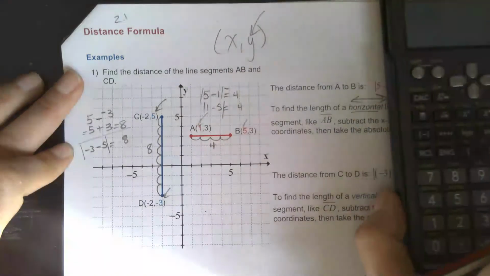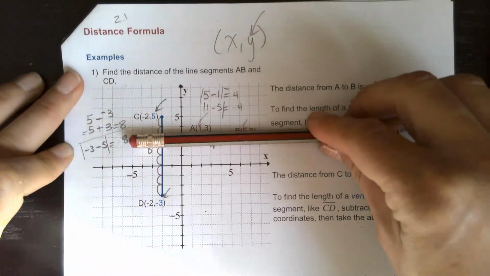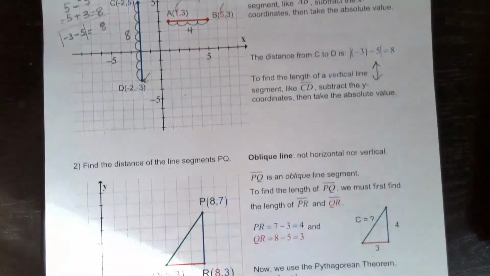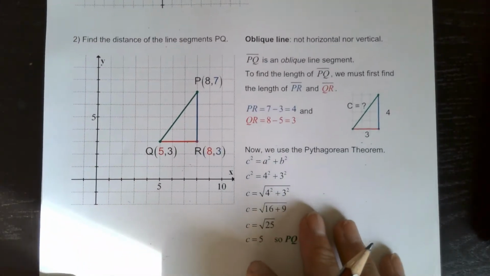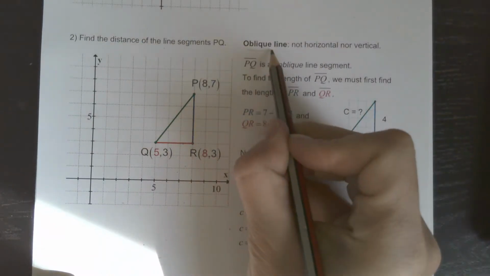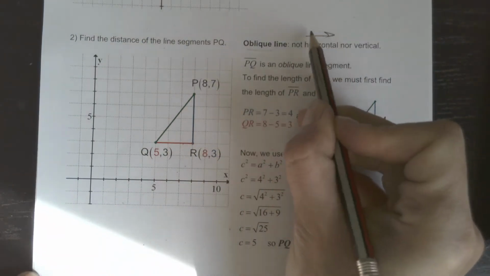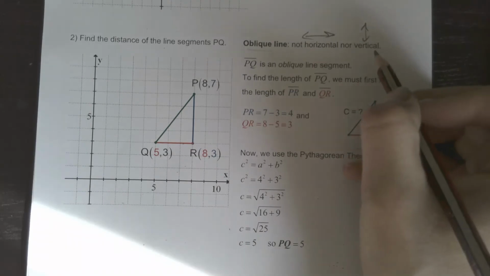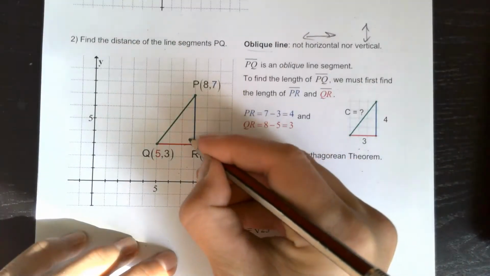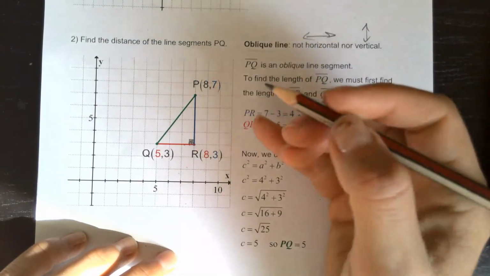Okay, so that's easy if you have a horizontal line or a vertical line. Now let's look at if it's not horizontal or vertical. When it's on an angle, we call it an oblique line, so not horizontal and not vertical. Okay, so if you look at this, it's actually a right triangle here. This is a 90-degree angle.